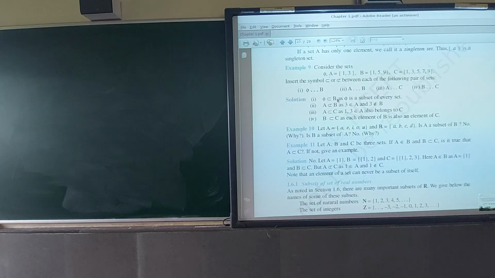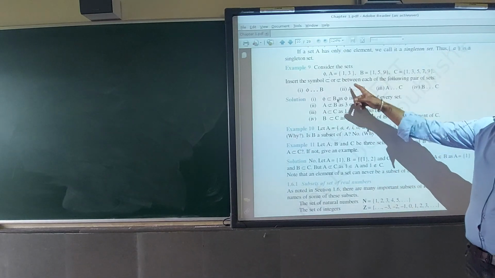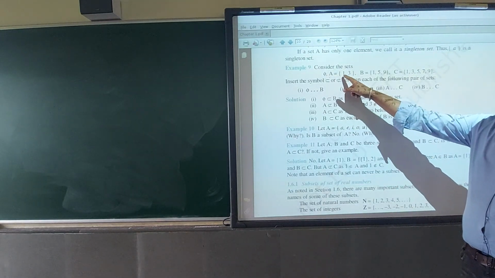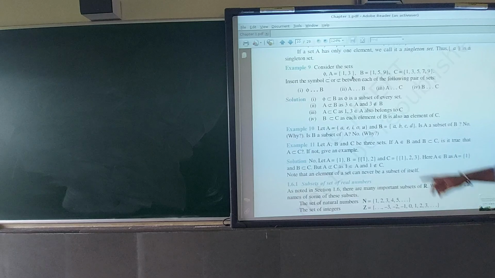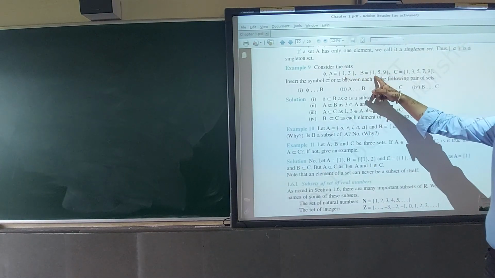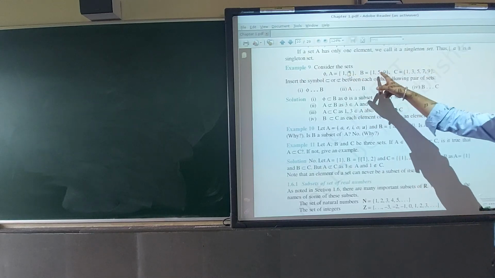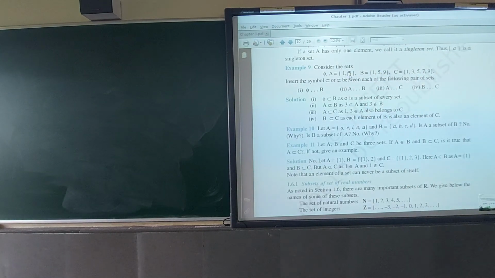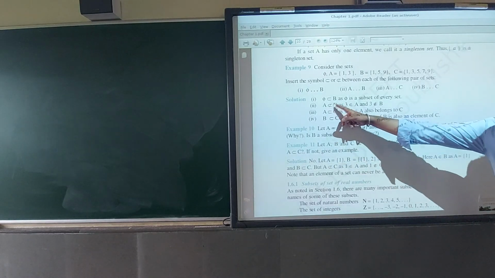Now second one, is A a subset of B or not? See what elements A has: 1, 3, and what elements B has: 1, 5, 9. Here 1 is there, here also 1 is there, but here 3 is not there. Only 5 and 9 are there. So no, A is not a subset of B.